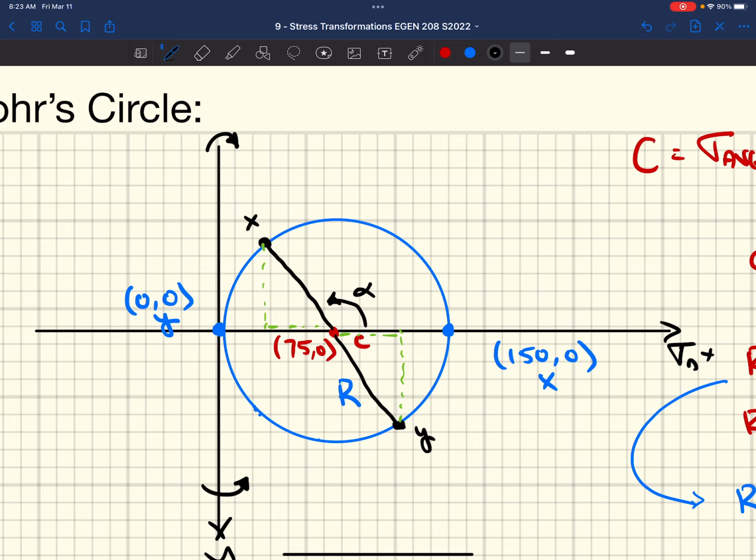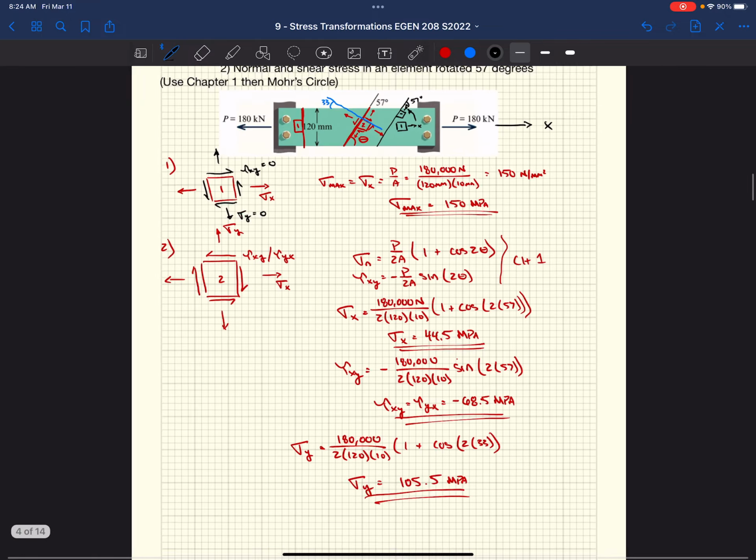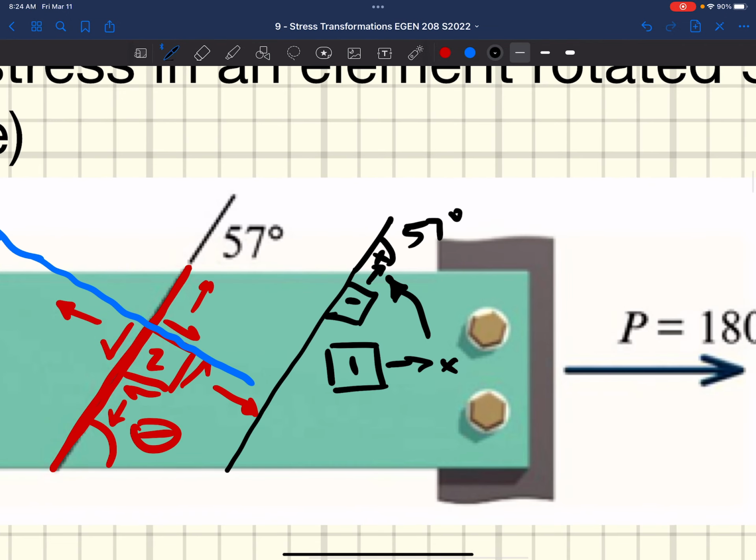What they asked us for was, what are the stresses at 57 degrees, right? Rotated 57 degrees. And if we look back here, we're going to start with a block that's oriented with the bar, and they said we want to go to 57 degrees. So I took the X face and I rotated up and said, okay, we have 57 degrees. So we're rotating from an axis that's along the length and rotating it up 57 degrees. So now this face is our X face.